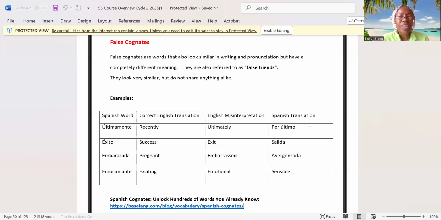So here you see I've developed this column system: the Spanish word, the correct English translation, the English misinterpretation, and then the English and the Spanish translation. Number one, últimamente. That is a word in Spanish, but it sounds like it should be ultimately. If I'm studying English, I would probably think, oh my goodness, últimamente is the same thing as ultimately, and it is not. It is a false friend. Últimamente means recently in English.